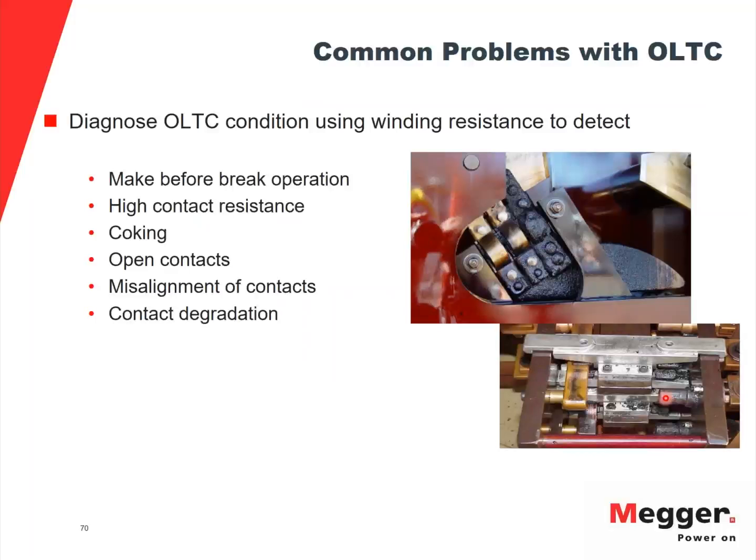Let's talk about load tap changers. When you are testing winding, you also want to check the condition of the OLTC. You want to make sure that it's making the circuit before it breaks the circuit. I want to identify if there is any high contact resistance, any kind of coking, carbon deposit on the contacts, any misalignment in the contacts, or if the contacts are in good condition or not.